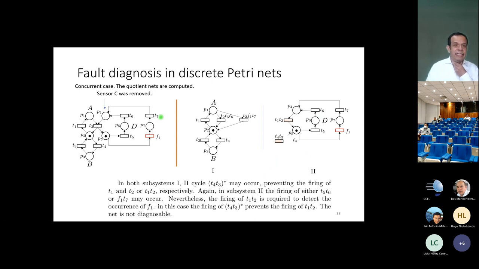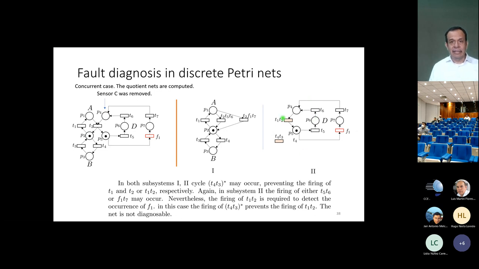When I remove this sensor, then I could think that when I see that this sensor A is turned off, I will be able to detect the fault, because when it's turned off, I only pay attention to whether sensor B was turned on before or not. But this is not true, because it requires that T1 is fired. For that, first I need to fire T1 and then T2.